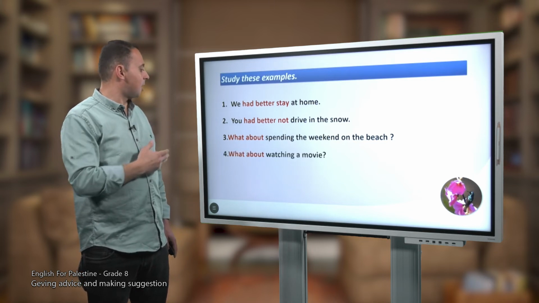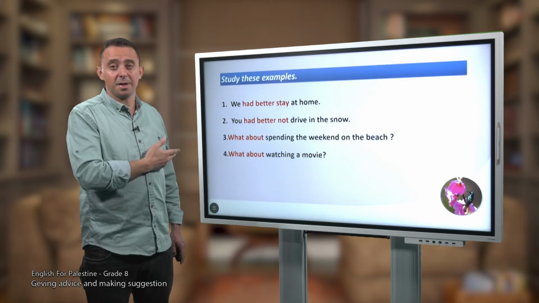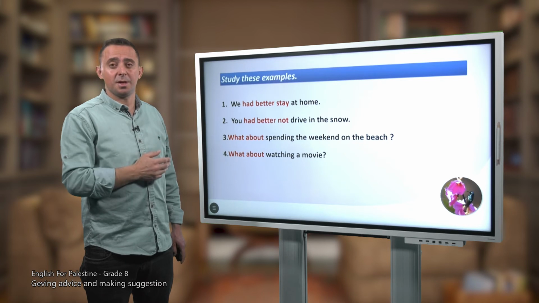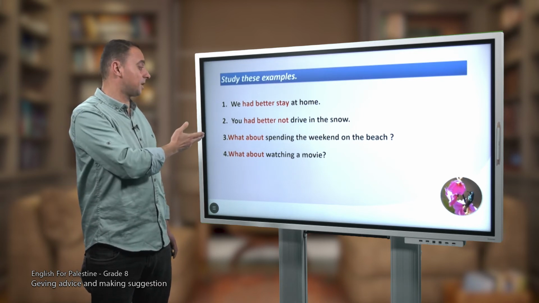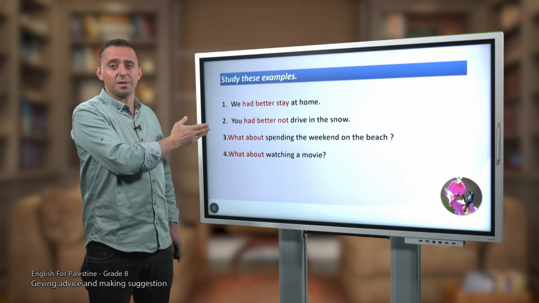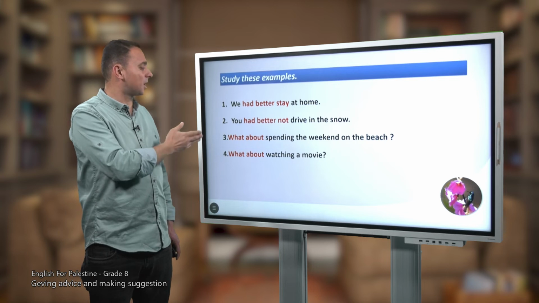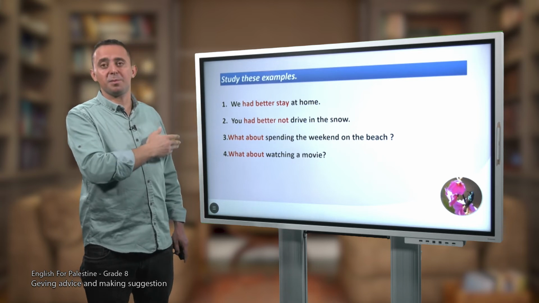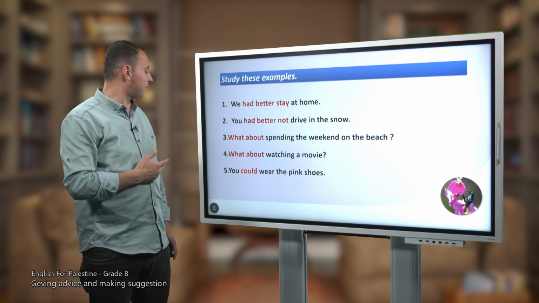Let's read. What about watching a movie? Here the speaker is making a suggestion by saying what about plus the verb ing, watching, and then the rest of the sentence. What about watching a movie? We don't say what about watch. Let's continue. What about number 5?